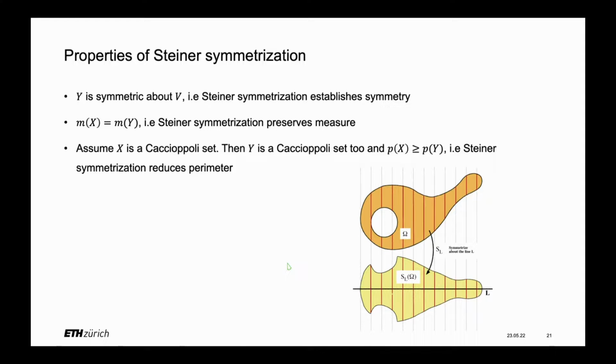Second of all, the measure of x is equal to the measure of y. That means the Steiner symmetrization preserves our measure. And the third property is that, assume x is a Cauchy-Poly set, then y is also a Cauchy-Poly set, and the perimeter of x is bigger or equal to the perimeter of y. That means our Steiner symmetrization will reduce our perimeter, or at most it's equal.